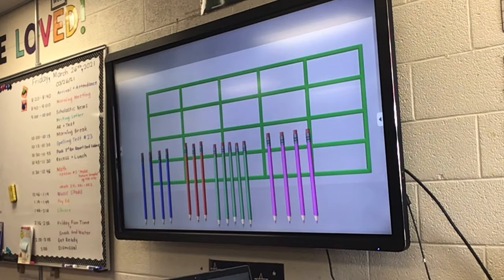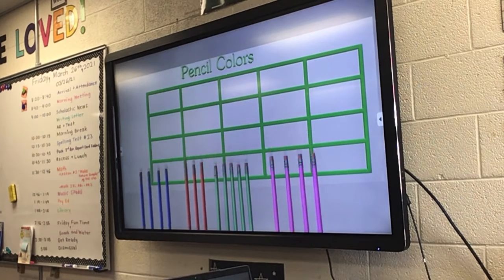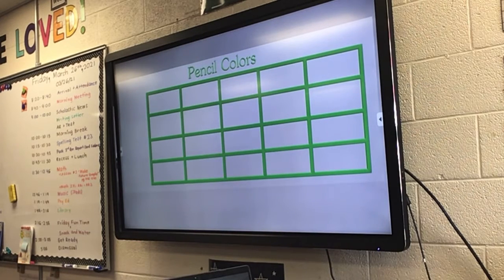To start our graph, we need a title for the picture graph. Since our data is dealing with the colors of the pencils, should we call it pencil colors? Yeah, that sounds good to me. Here on the left, we will list the different colors of pencils that we have. At the top, we have blue, then red, then green, and on the bottom, we have pink. We can label this side colors, so we know that this side of the graph shows us the colors of the pencils we have.